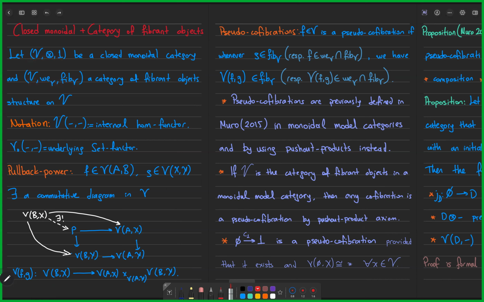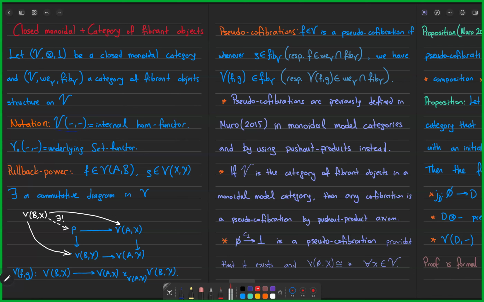Here we denote the internal hom like this. This is V with parentheses from A to B, the hom object, the internal hom. And if we want to denote the usual set functor, then we put a 0 in between. So we assume here in this talk that our categories are all concrete, so there are always underlying sets.